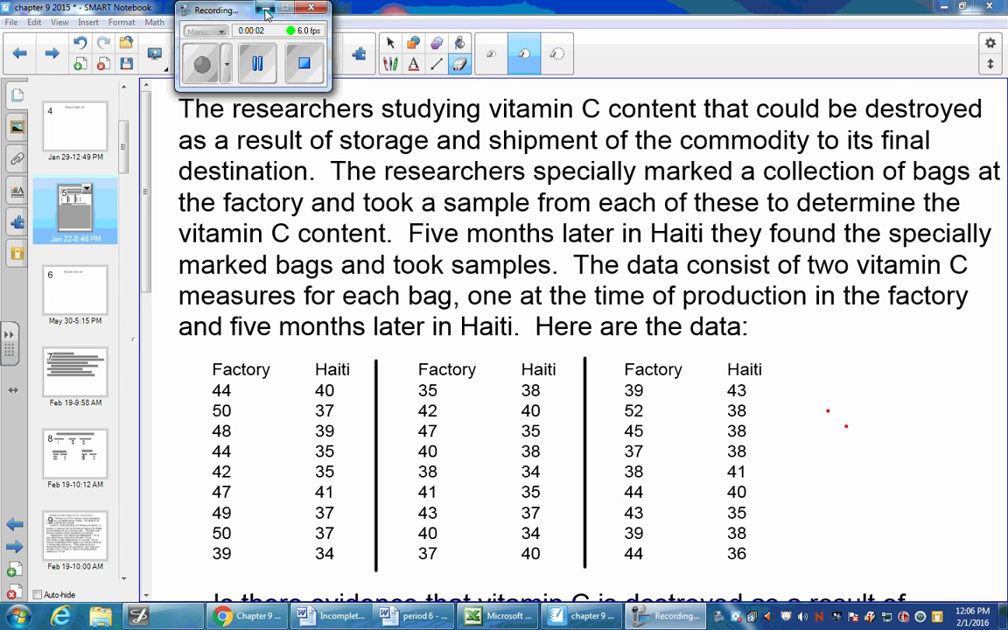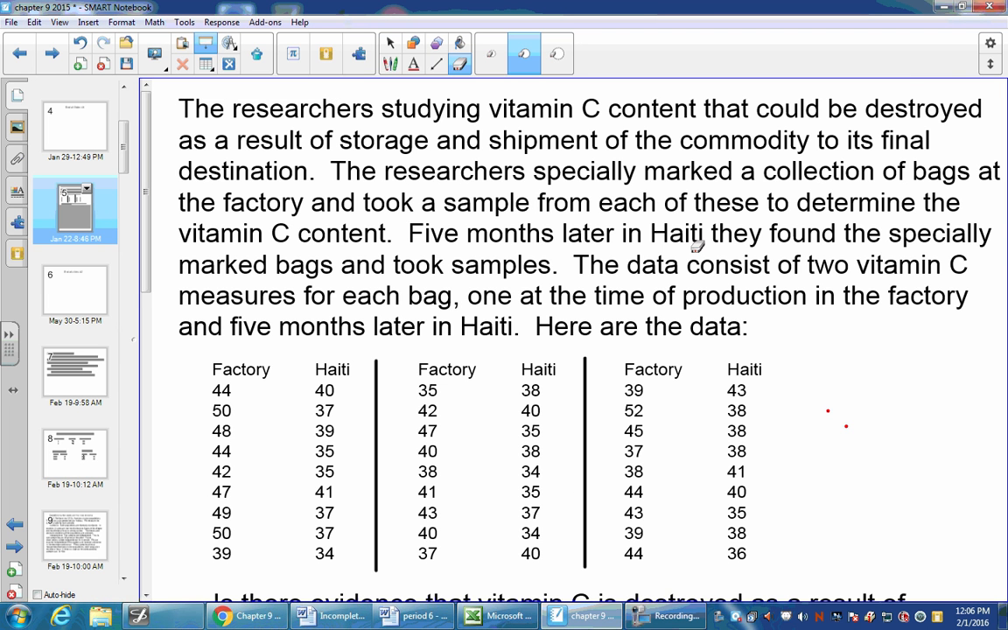All right, here is another example. Researchers are studying the vitamin C content that can be destroyed as a result of storage and shipment of the commodity to its final destination. Researchers specially marked a collection of bags at the factory and took a sample of each of these to determine the vitamin C content. 5 months later in Haiti, they found especially marked bags and took the samples. The data consists of 2 vitamin C measures for each bag, one at the time of production at the factory and 5 months later in Haiti.